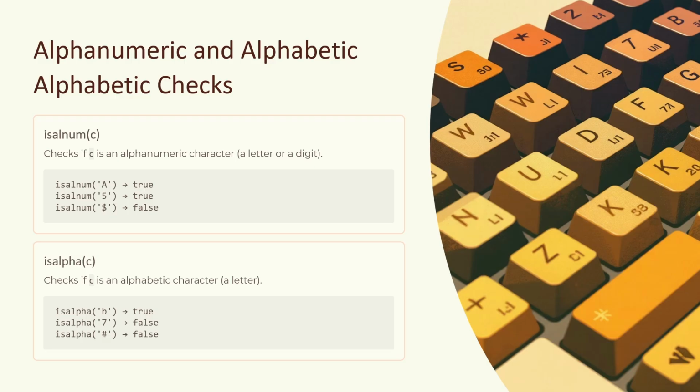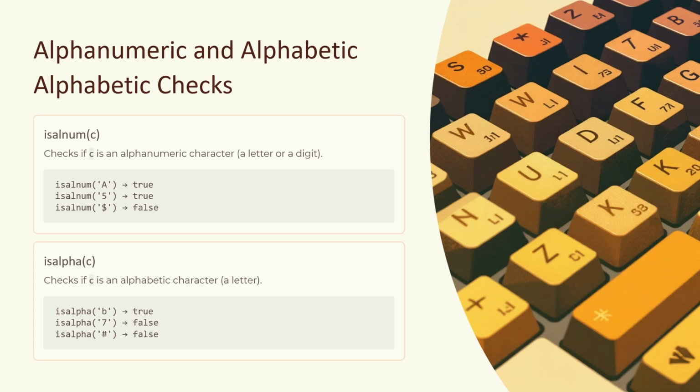Now we are going to see alphanumeric and alphabetical checks. Let us begin with functions used to identify letters and numbers. The first function is isalnum. This function checks whether a character is alphanumeric, meaning it is either an alphabetical letter or a numerical digit.